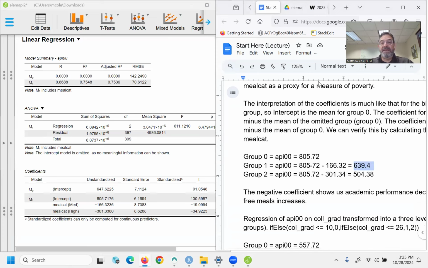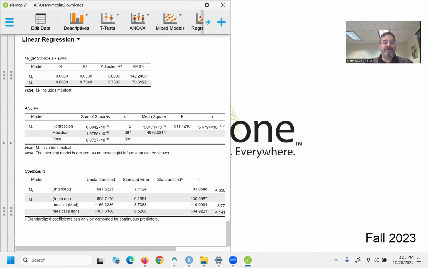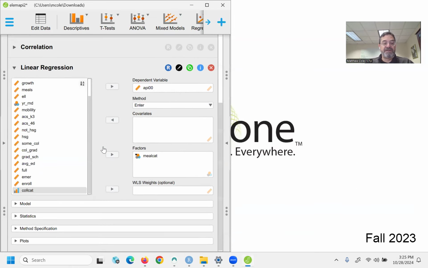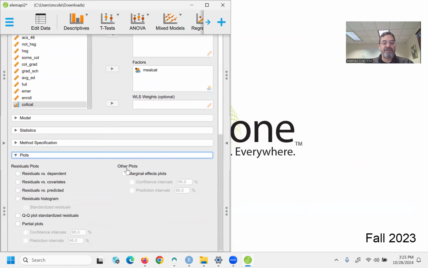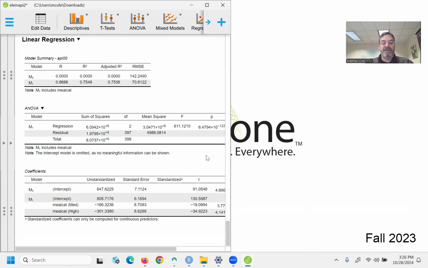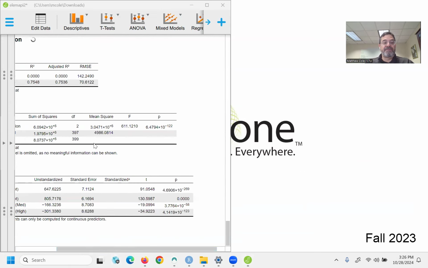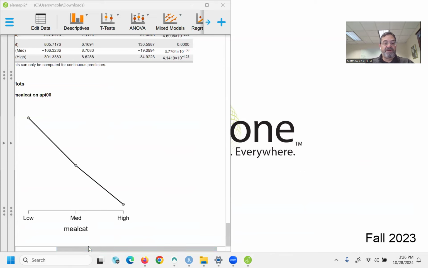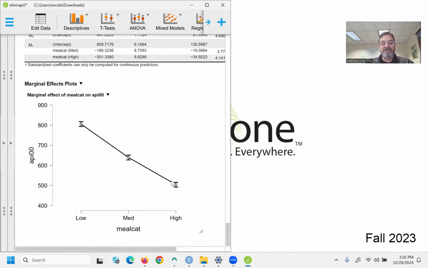And we can visualize that, of course. So we would just make sure that in our plot, marginal effects plot, maybe add in the confidence interval, and we can see what that plot looks like. And there we go. There's our marginal effects plot for how API is estimated to decrease. Now, there's not a whole lot of information here because the scatter is right around these categories.